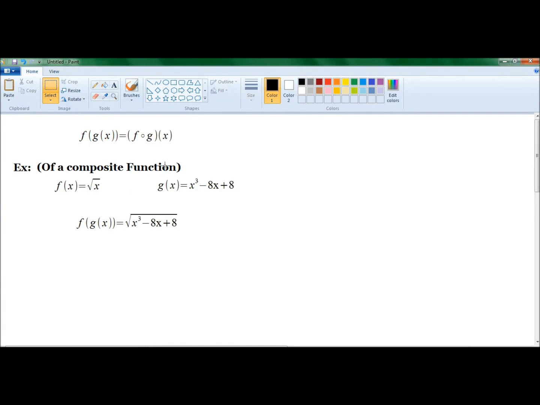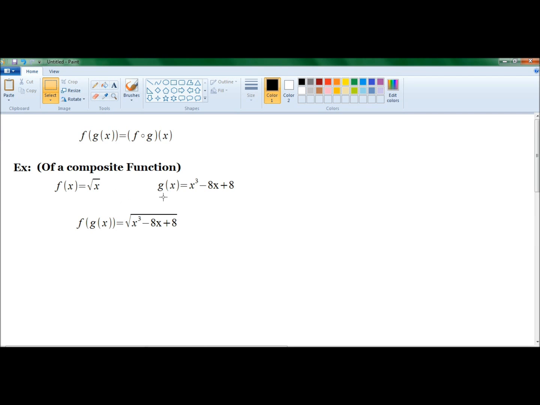Everyone. So what the chain rule basically deals with is the derivatives of composite functions. Now composite functions are functions like f of g of x, and this is essentially another way to represent f of g of x. So one example of a composite function is, say, f of x is square root of x, and let's say g of x is x cubed minus 8x plus 8.